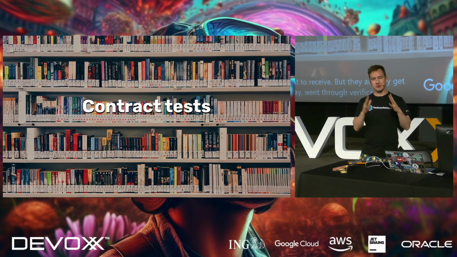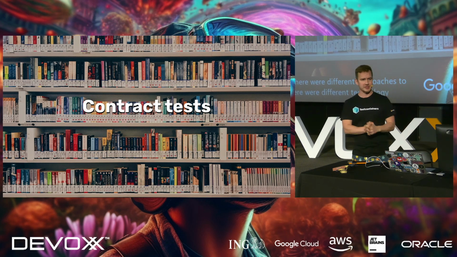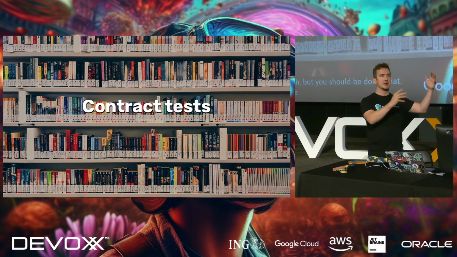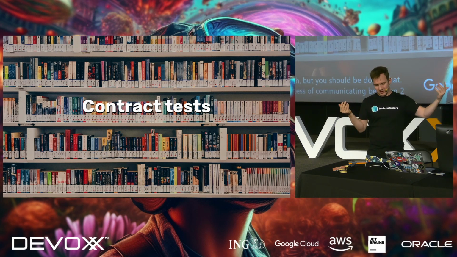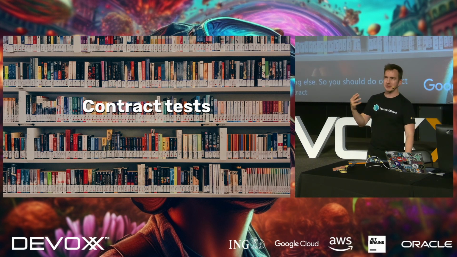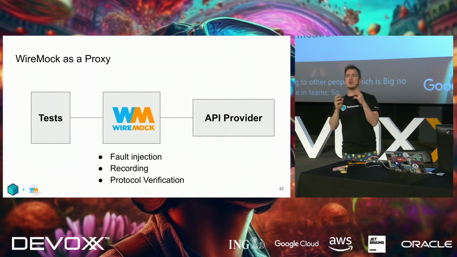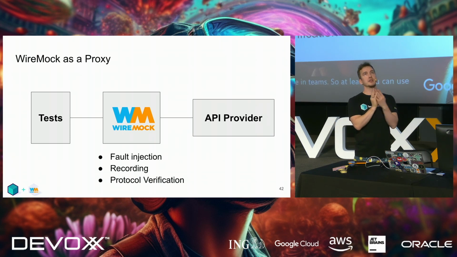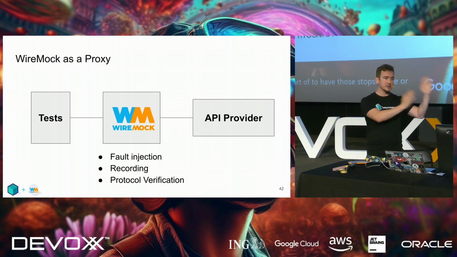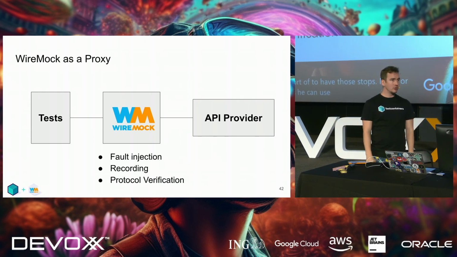So in a nutshell, there are different approaches to contract tests. There are different technologies that you can do contract tests with, but you should be doing that. And it's more about the process of communicating between two different teams than anything else. So you should do contract tests, but if you don't, because it involves communication, it involves talking to other people, which is a big no-no for many people in teams, then at least you can use something to verify, to have those stubs more or less believable. And for that you can use our tool called WireMock.